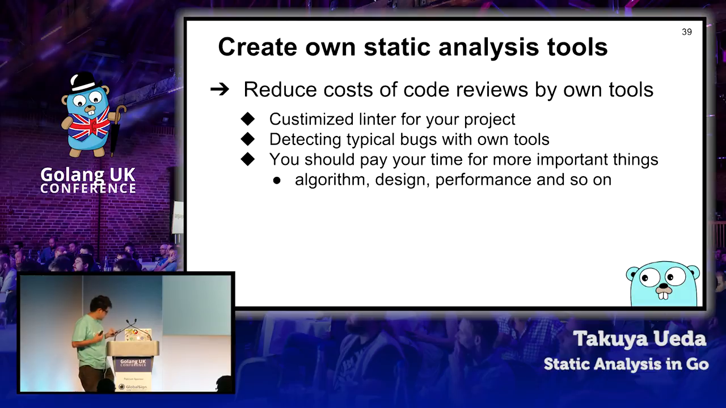I think static analysis helps to reduce the cost of code reviews. You can find many static analysis tools as official tools and third-party tools. And you can also develop your own tools with Go packages. For example, you can develop a customized linter for your project and tools detecting typical bugs and so on. Thanks to these tools, you may spend your time on more important things.